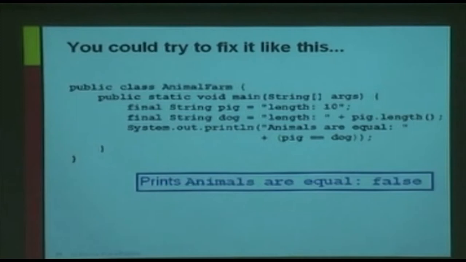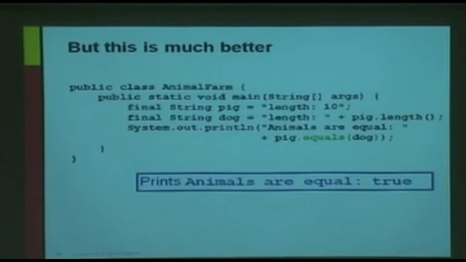This is what we want, right? Now we're not using double equals, and we don't give a damn if they're identical object references. That's not what we care about. What we actually care about is whether they represent the same value, and they do, so it should print true. And in fact, this version of the program does.